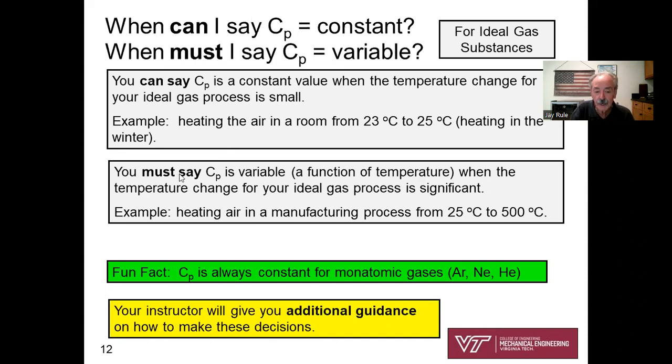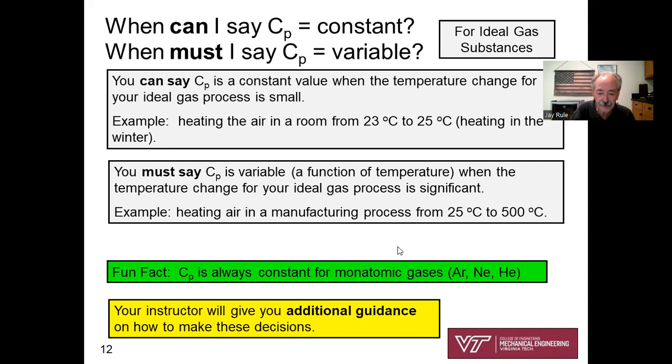Next example: you must say that CP is variable, in other words a formula, a function of temperature, when the temperature change for your ideal gas is a significant value, when you have a large change in temperature. Here's an example. I'm working in a manufacturing plant, and one of my jobs is to heat up outside air from 25 degrees C. For my process, I need that air to be 500 degrees C. I need extremely heated air. That would be a clear case where we would want to treat air as an ideal gas with variable specific heat. Then we've got a little more difficulty.